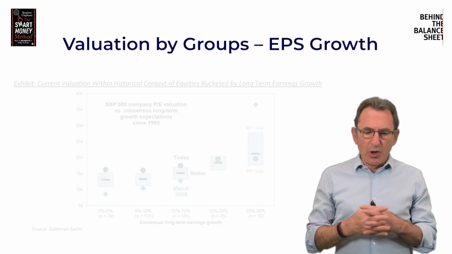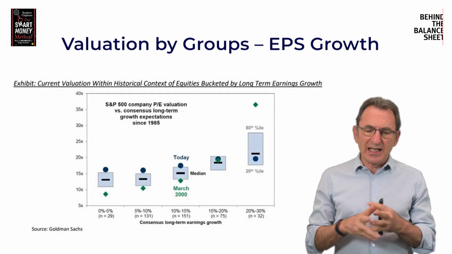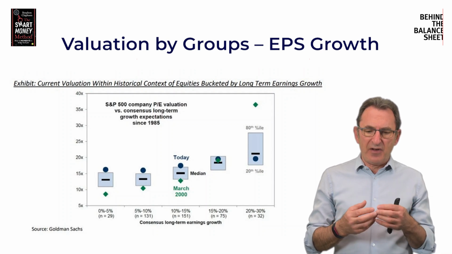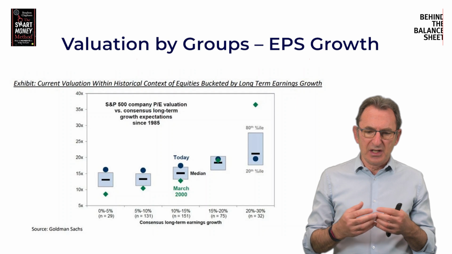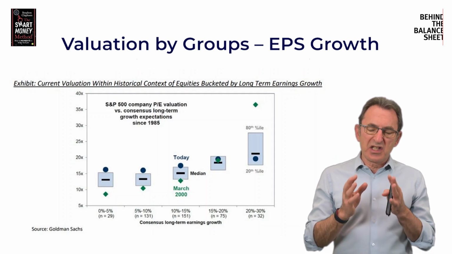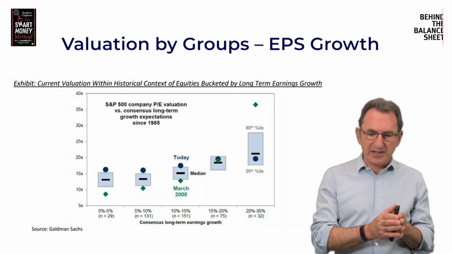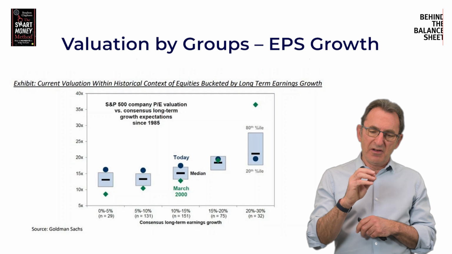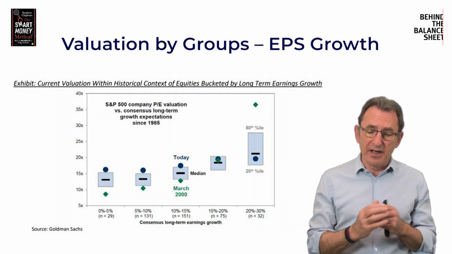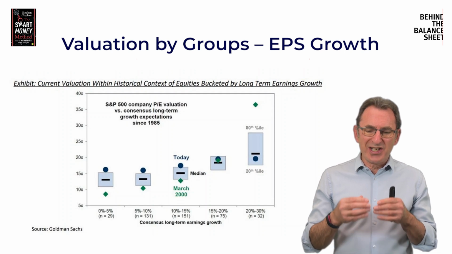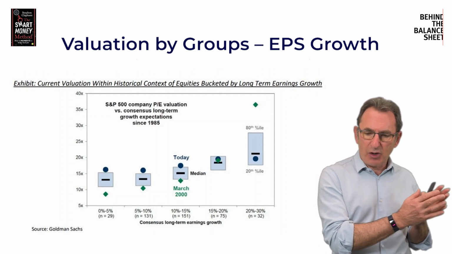This is a slide from Goldman Sachs, and it's quite a clever slide, because one of the things that they do is they look at the S&P 500 valuations, and they look at the valuation relative to the consensus long-term growth expectations. And what they've done is they've plotted this over really a long period, 35-year period. And they just said, well, where are you today relative to that long-term period?